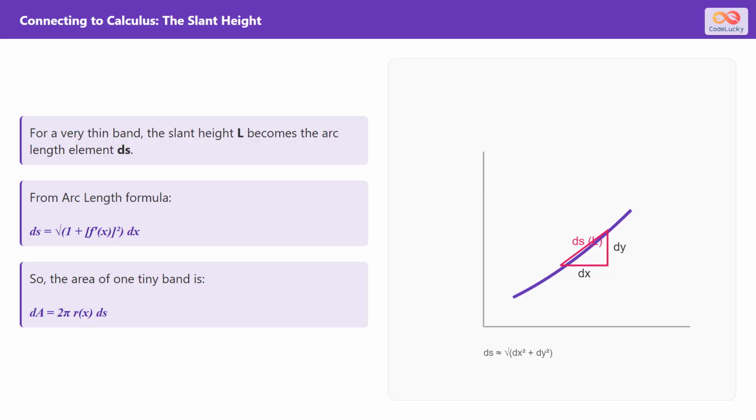Now we connect this to calculus. For an infinitely thin band, the slant height L is actually the arc length element, ds. Recall from previous lessons that ds is equal to the square root of 1 plus the derivative squared, times dx. This gives us the area of a differential element. dA equals 2 pi times the radius function times ds.